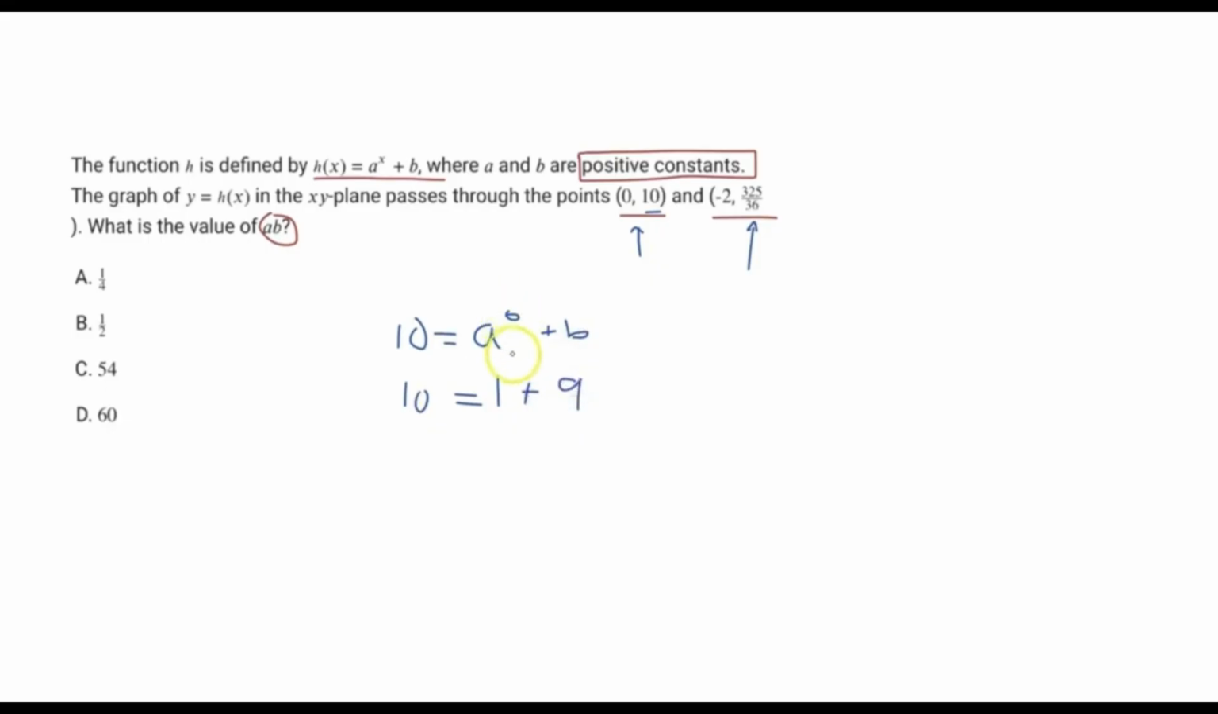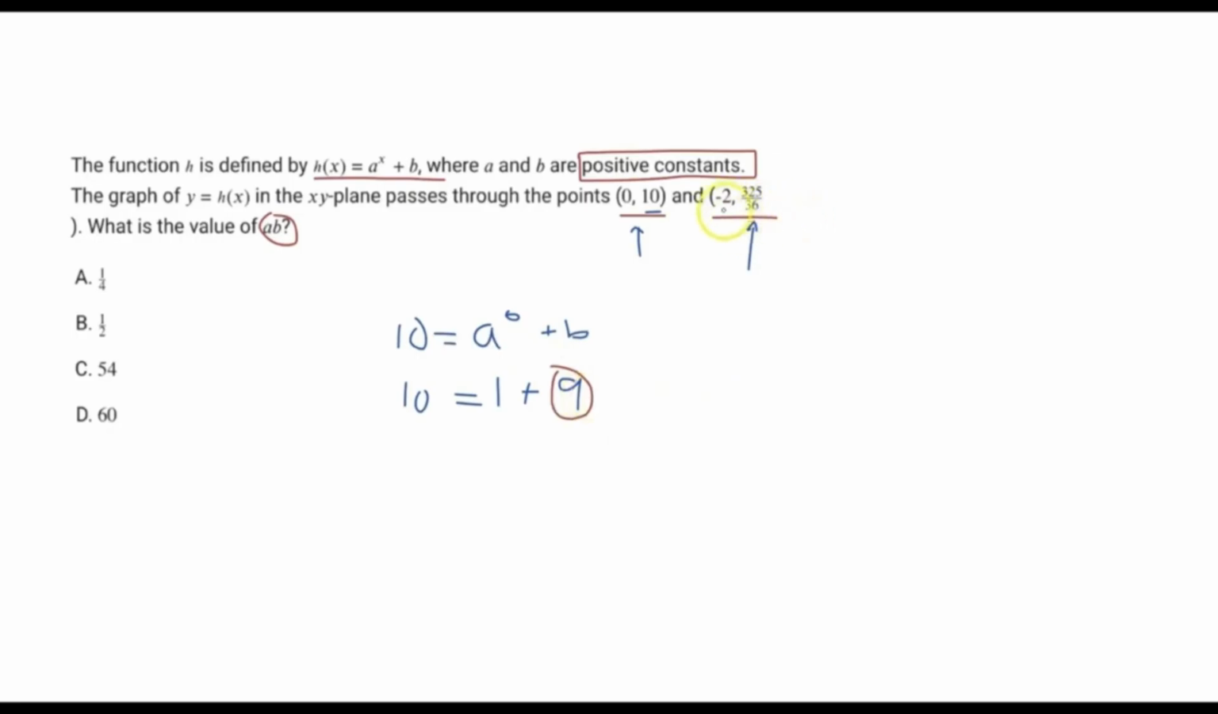So we still do not know what the value of a is, but we know whatever a is to the power of 0 is going to be 1. But we have now just found out the value of b, right? And it makes sense because b is a positive constant. Now what we want to do is tackle the second part.